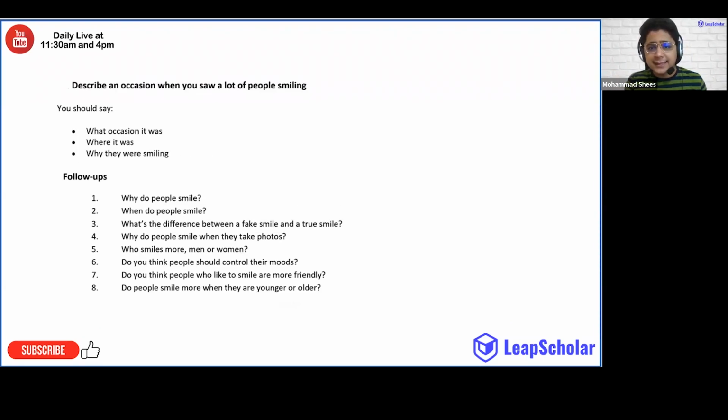Describe an occasion when you saw a lot of people smiling. Maybe you would want to talk about your cousin's marriage or your brother's or your sister's marriage.